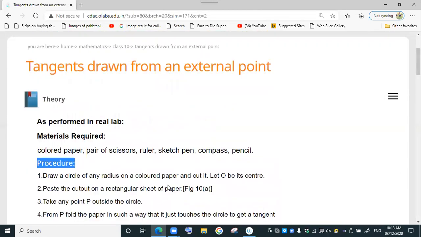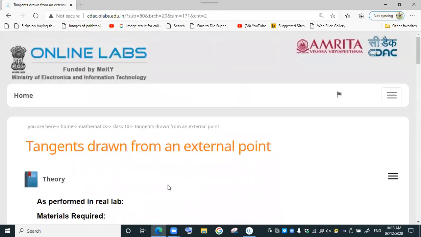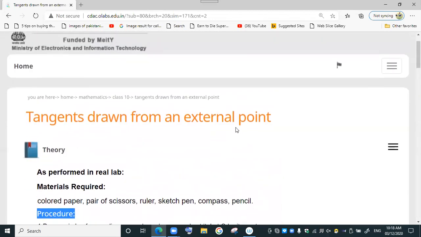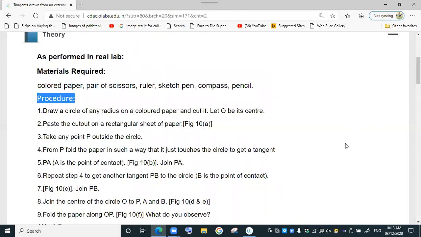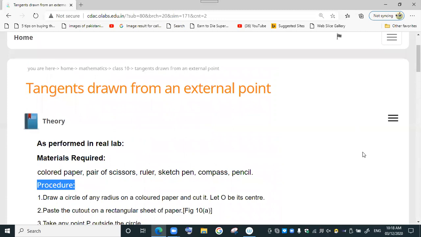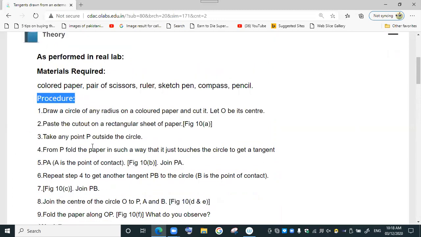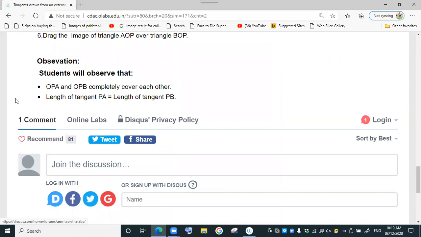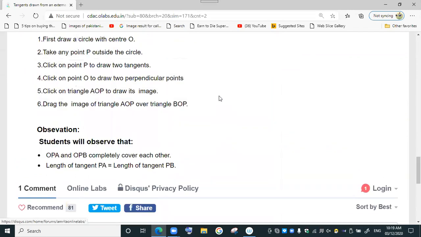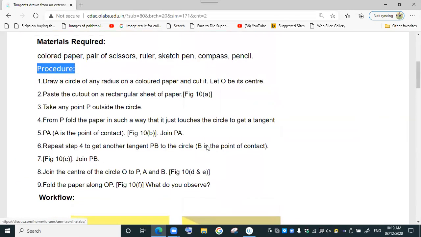This is our practical that you have to write in your practical notebook. Got it? So: materials required, aim to verify. The aim, as I showed in the previous part, is to verify that the length of tangents drawn from an external point are of equal length. Then materials required, procedure, and observation. OPA and OPB completely cover each other, length of PA, the observation is like this.